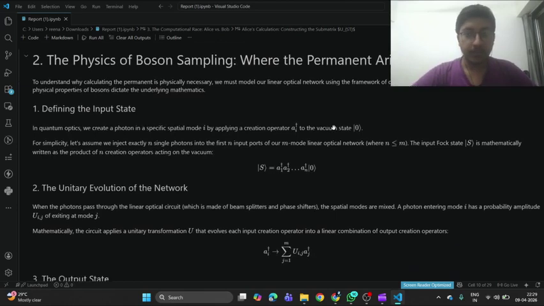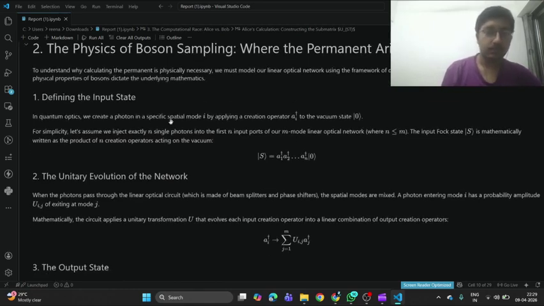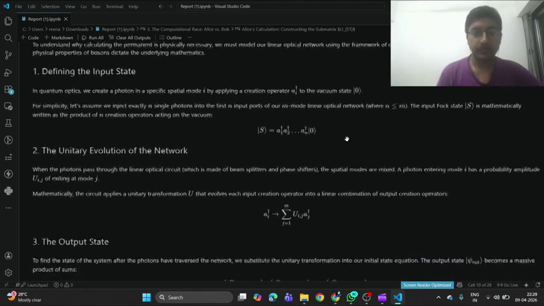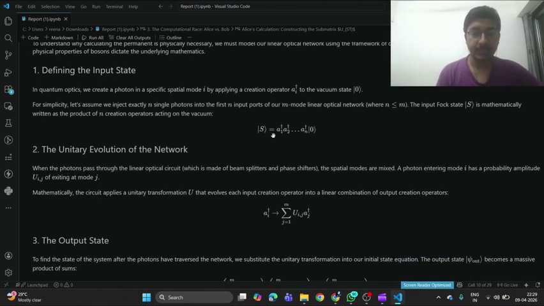So let us assume that the optical photonic network has a total of m input modes as well as m output modes. For this particular example, which does not break the generality at all but is just for simplicity, we have taken n single photons and injected them into the first n input ports, where obviously n is less than m. We can represent this input state as follows.